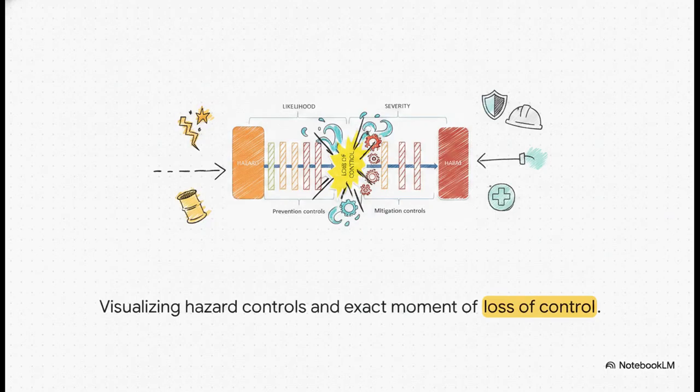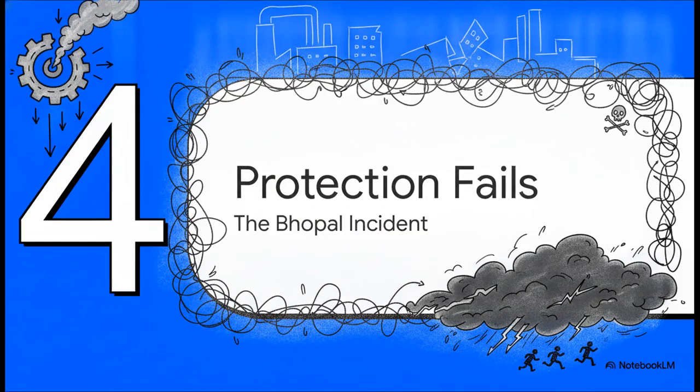The bow tie diagram perfectly models our core equation. On the left side, you've got your hazard and your prevention controls acting as these barriers to reduce likelihood. Right in the center, you have the exact critical moment of loss of control. And then over on the right side, you've got the mitigation controls stepping in, trying to lessen the resulting harm and severity. Which brings us to section 4.